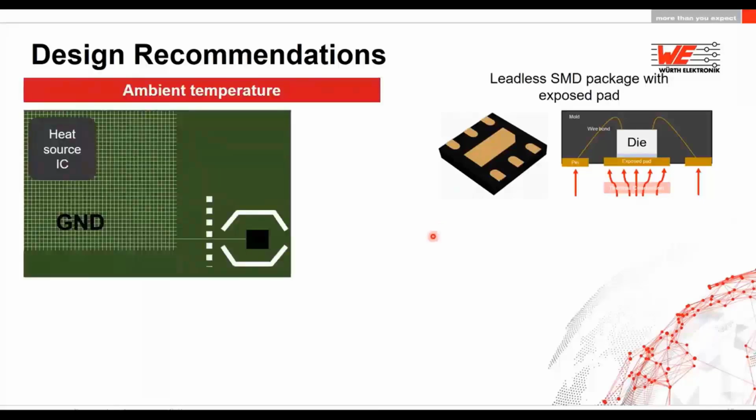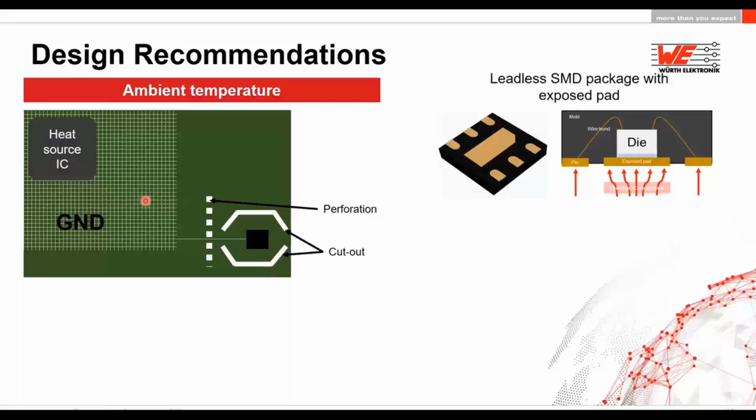So in the first example, if you want to measure the ambient temperature, the sensor placement is also key. For example, you need to place your heat source IC as far as possible from the sensor. Also, it can be realized from some perforation or an island cutout or some slits that it has more airflow so that air can flow easily to the sensor.